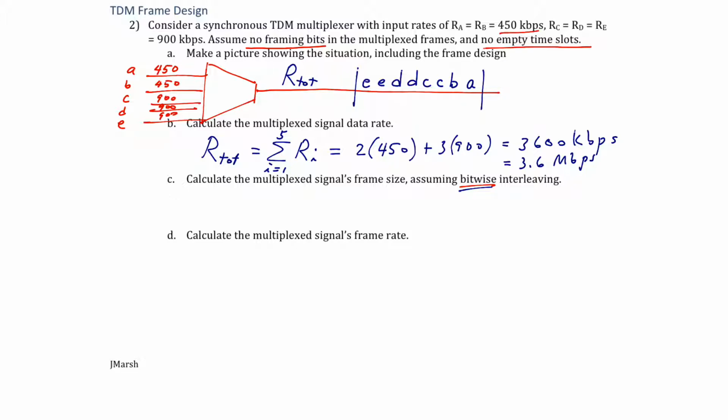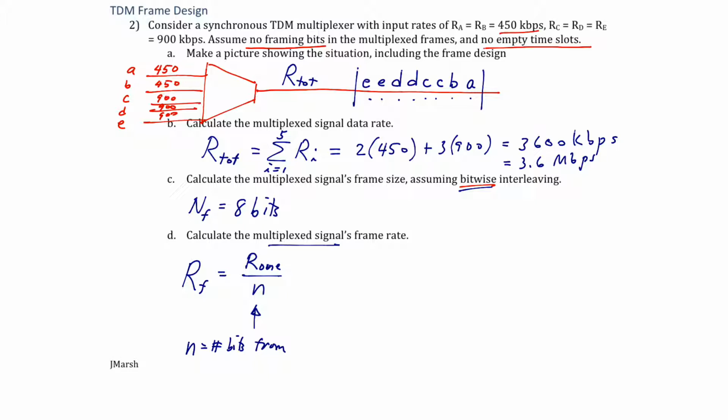Now if we assume bitwise interleaving, then the number of bits in a frame is going to be equal to 1, 2, 3, 4, 5, 6, 7, 8 bits, which is 1 byte. And now let's calculate the multiplex signal's frame rate. Well, we know that the frame rate is equal to the rate of one of the inputs divided by the number of bits, if they were all the same size, we use this formula where n is the number of bits from one source in the frame.